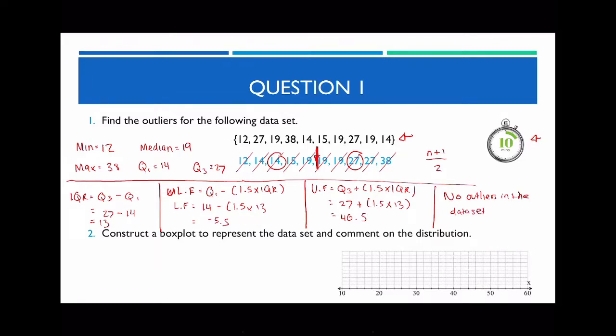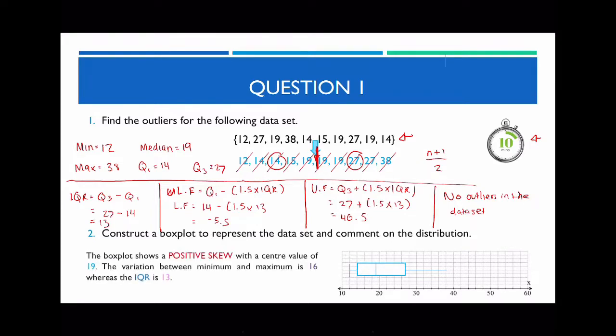Alright, now once we've actually determined the 5-figure summary, which we've done in part question 1, we could use this to construct a box plot in question 2. So if you did this, this is what your box plots should look like. It should look something similar to this over here.